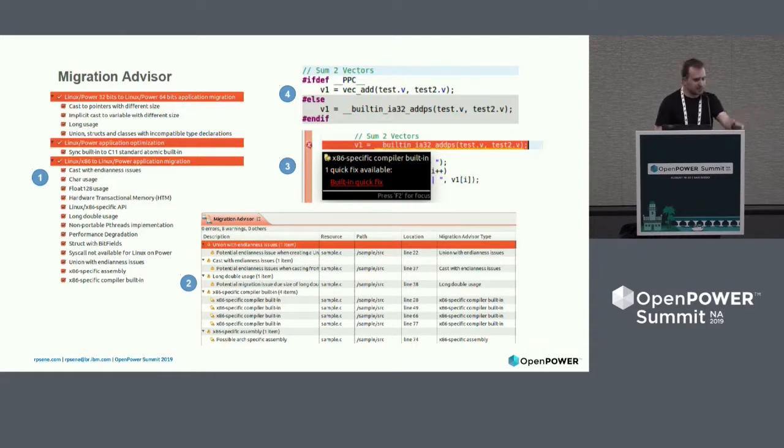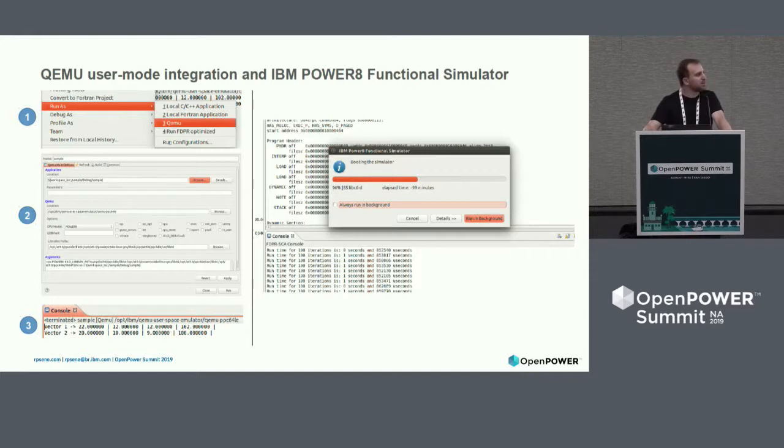But that's the first step. But back then, the access to Power was not that easy, so we had to do something else. And what we did was to integrate QEMU user mode and the IBM Power Simulator. So using QEMU user mode, anyone could cross-compile their application on x86 and run that on x86 as a process. That worked. And we also integrated the IBM Power Simulator. Back in 2016, it was only the Power 8.